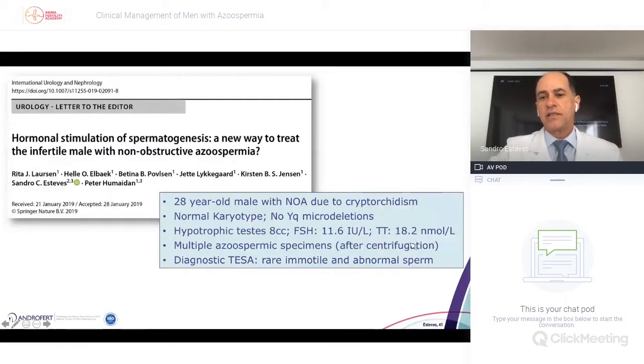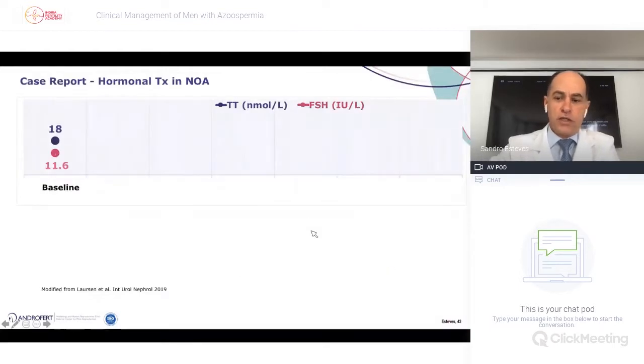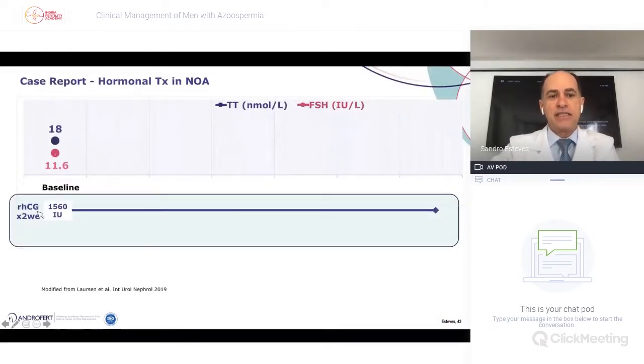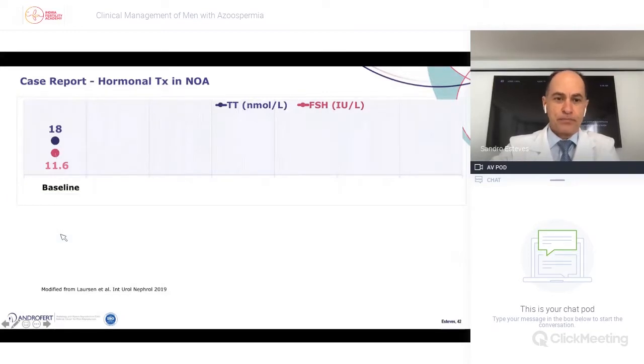Total testosterone levels, now they use nanomoles per liter, were in the lower limits. This patient had multiple azoospermic specimens after centrifugation. The doctors there did a diagnostic TESA in the center, and they were able to find rare, immotile, and only abnormal sperm not suitable for ICSI. So we discussed with the patient the opportunity to give hormonal modulation. We started with recombinant HCG twice a week, about 1,500 units twice a week.